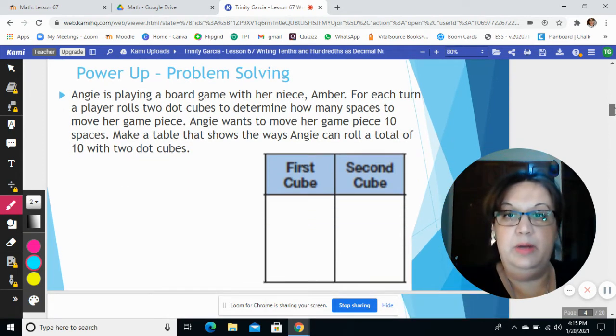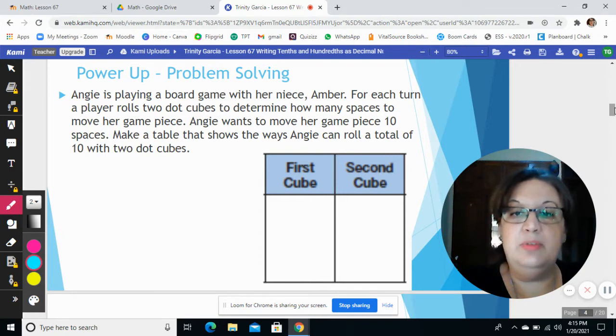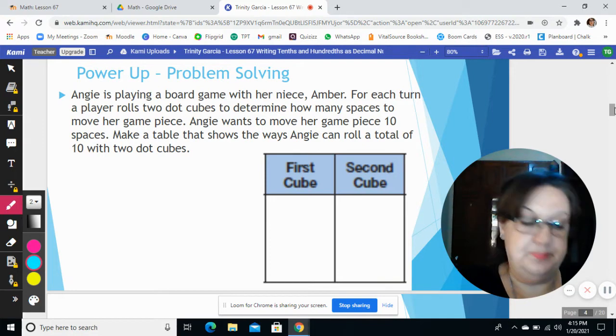All right, power up problem solving. Angie is playing a board game with her niece, Amber. For each turn, a player rolls 2 dot cubes, like dice, right? To determine how many spaces to move her game piece. Angie wants to move her game piece 10 spaces. Make a table that shows the ways that Angie can roll a total of 10 with 2 dot cubes.